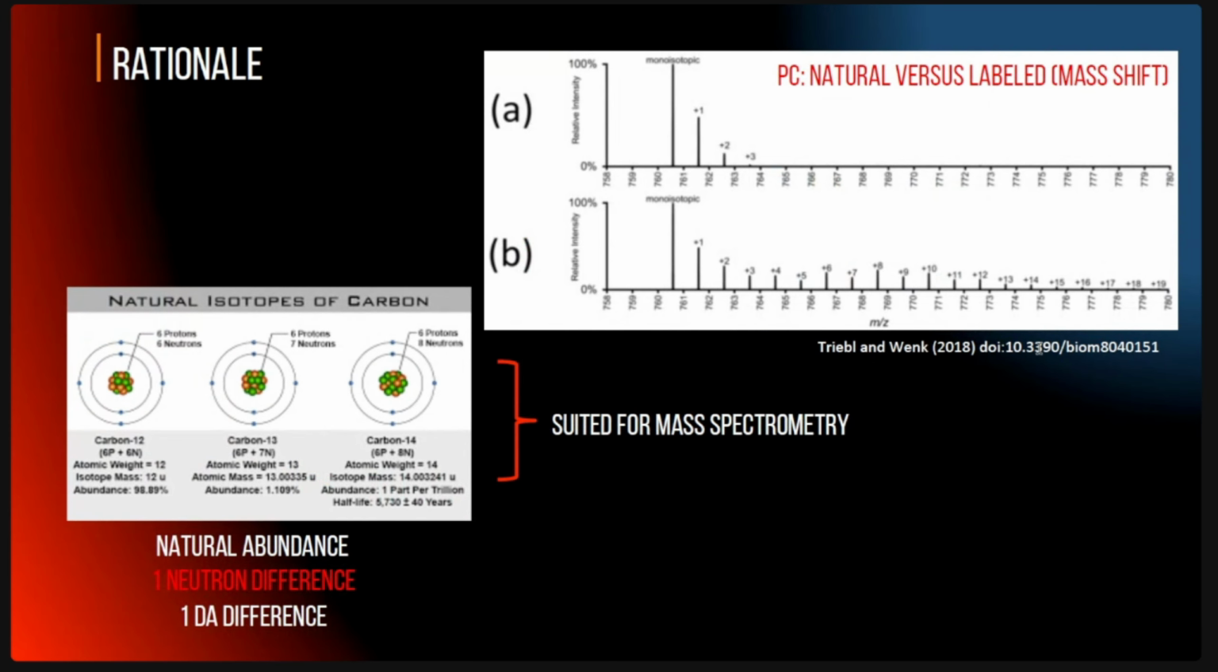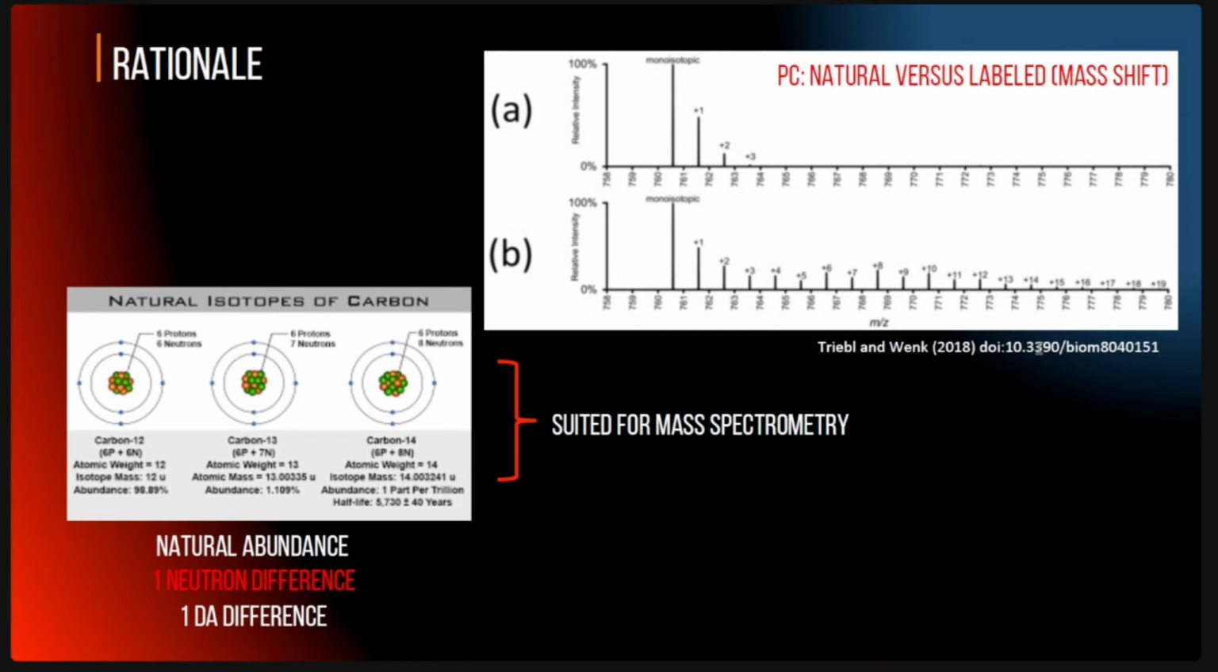And the idea behind stable isotopes is that in nature, the heavy stable isotope carbon-13 has an abundance of about 1.1%, whereas carbon-12 has an abundance of almost 99%. Given this distribution in nature, and also given the one neutron difference between carbon-13 and carbon-12, which gives us about a 1 Dalton difference, a substrate enriched in carbon-13 becomes unnatural, and then we can trace it.